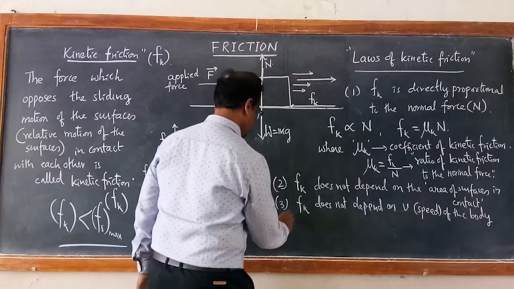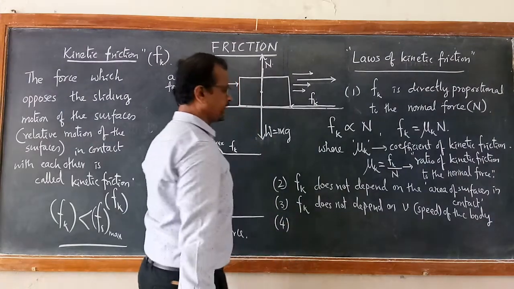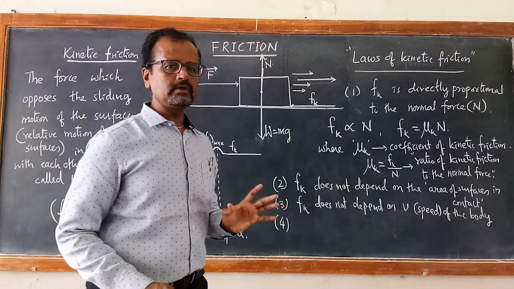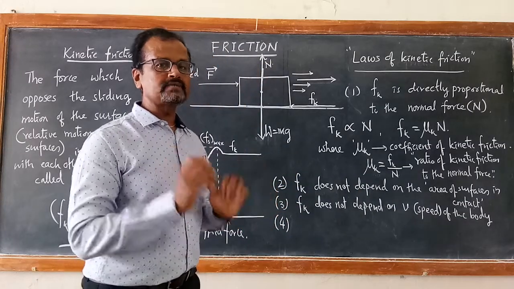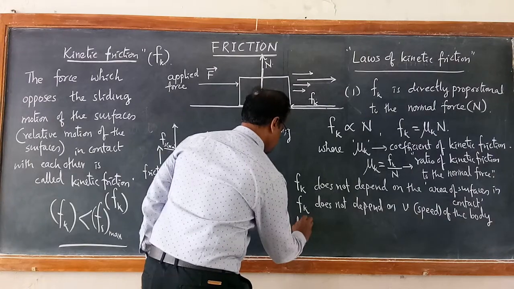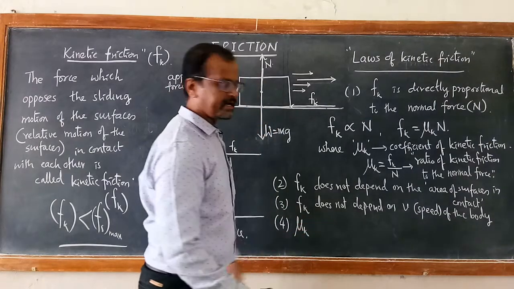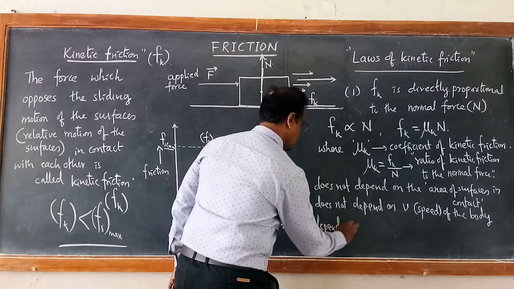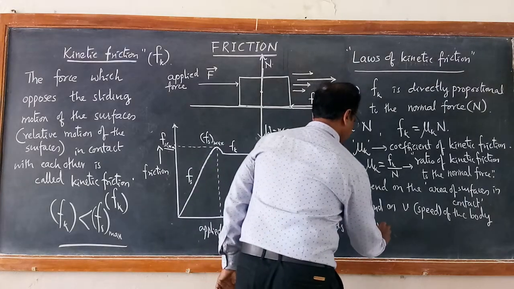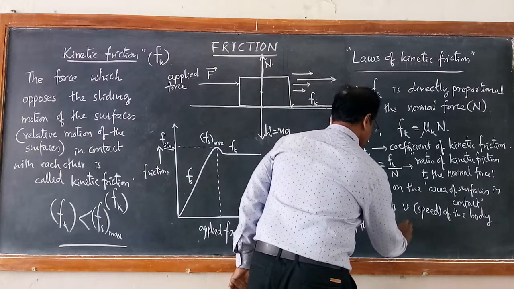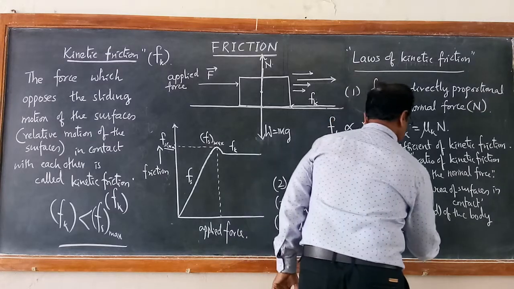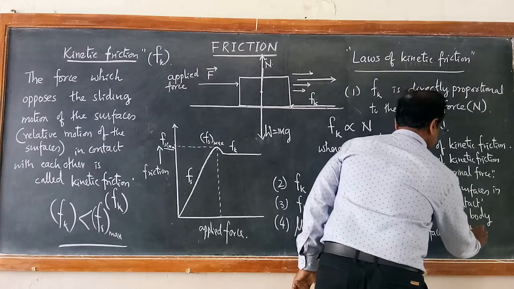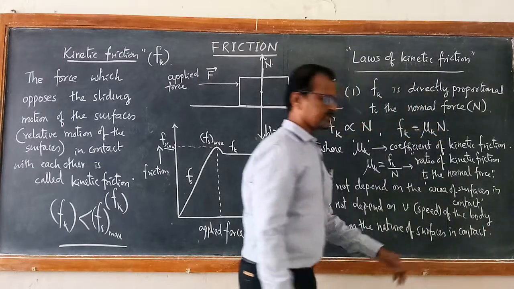Then the last one, again, mu K depends on the nature of surfaces. Mu K, that is coefficient of kinetic friction, depends on the nature of surfaces in contact. I told you what is nature of surfaces.